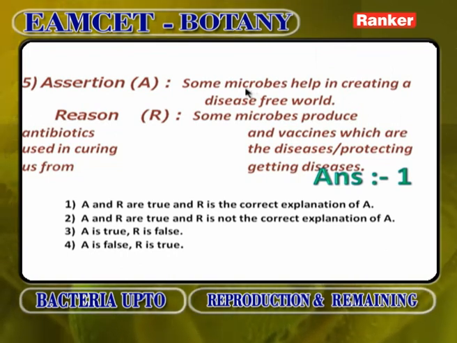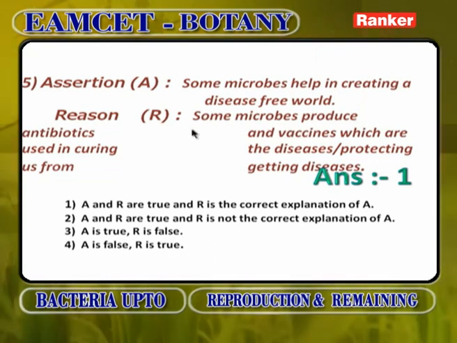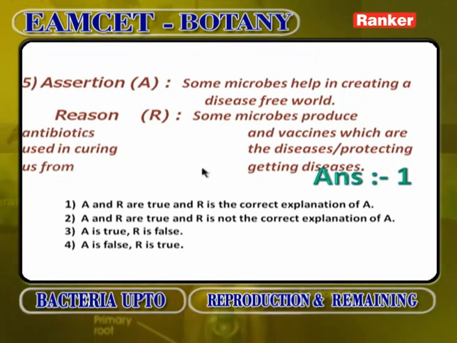This is an assertion reasoning question. Some microbes help in creating a disease-free world. Some microbes produce antibiotics and vaccines which are used in curing disease or protecting us from getting diseases. Streptomyces griseus gives streptomycin and cycloheximide. Penicillium notatum gives penicillin.